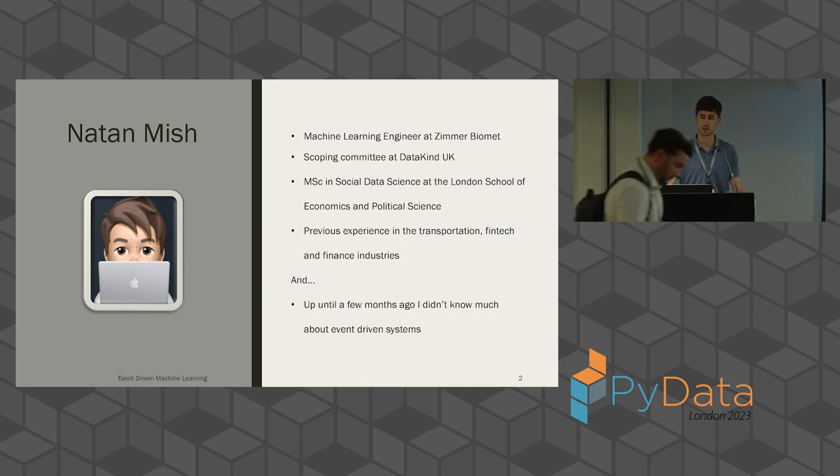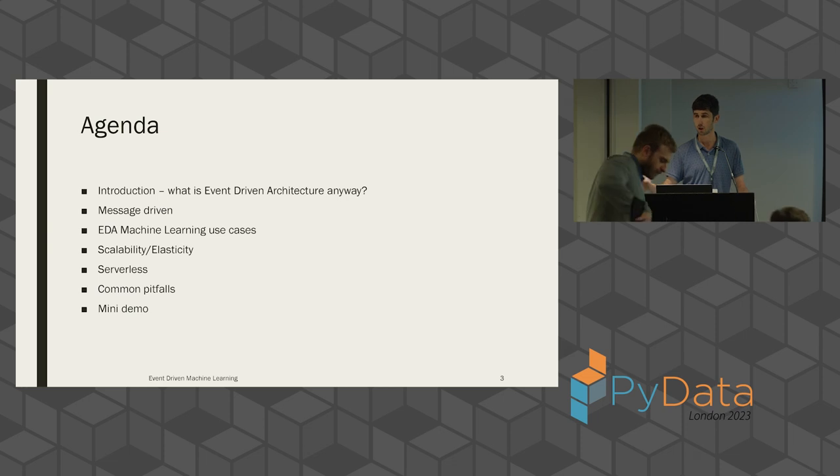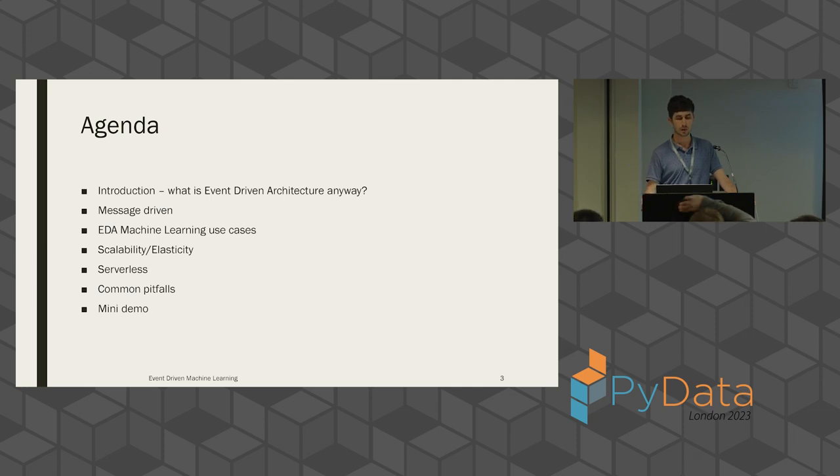So what's on the agenda? We'll do a short introduction. What is event-driven architecture in the software world in general? Then we'll talk about what it means for it to be message-driven. We'll go through a few use cases for machine learning. We'll talk about the serverless aspect and its benefits and disadvantages, a few common pitfalls and how to avoid them, and then finally we'll finish with a mini demo if everything runs smoothly.